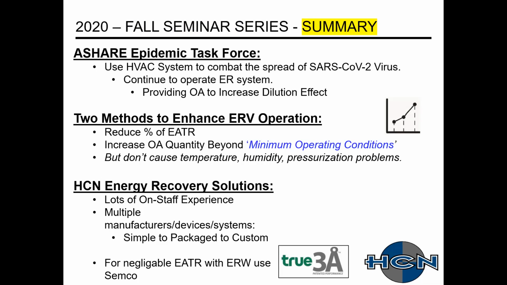I just love it that I've been here now for 2 years, and in my previous life I dealt a little bit in energy recovery units, but have a lot of great coworkers that I can call up for questions or advice, etc. HC&I has multiple manufacturers, devices, systems. We have them available from simple all the way up to custom applications. And then just once again want to highlight that if you really need to have negligible exhaust air transfer ratio and use a wheel, would recommend the use of Semco's True 3A energy recovery wheel for those applications.